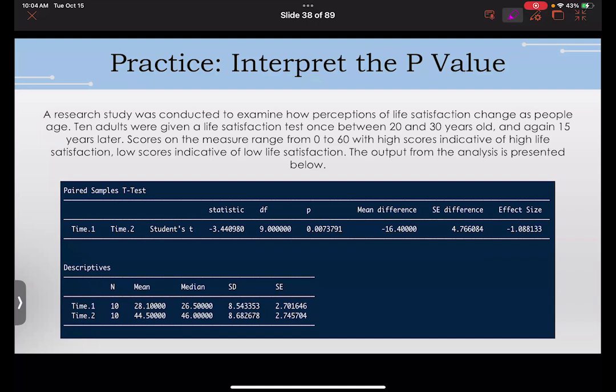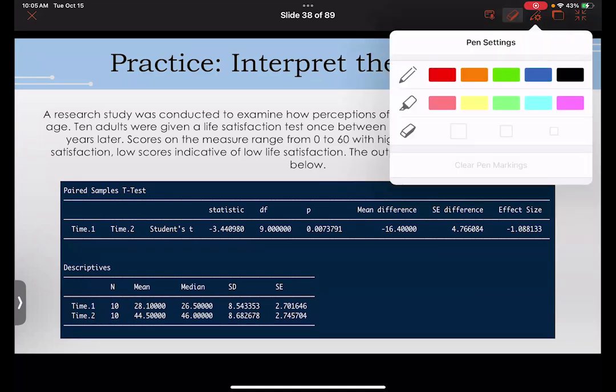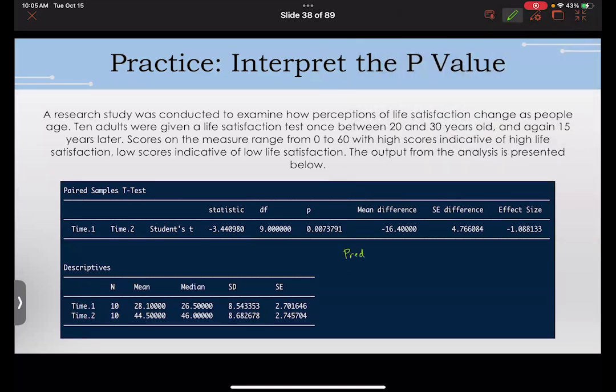What type of design? Within subject. How do you know? Same group, measured twice, right? So 10 adults were given a life satisfaction test once between 20 and 30, and again 15 years later. Given it's a within subject design, what type of analysis are we going to use to analyze it? Dependent t-test. Good. What is our predictor variable? Dependent is harder for this. Let's do this. What's our predictor construct? Age. Good. What's our outcome? Life satisfaction.